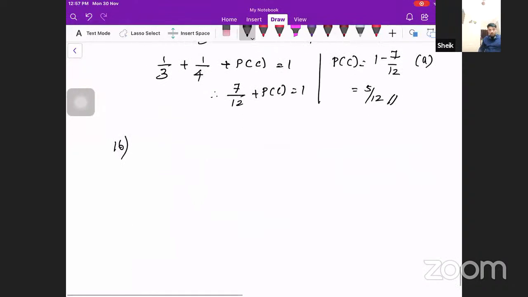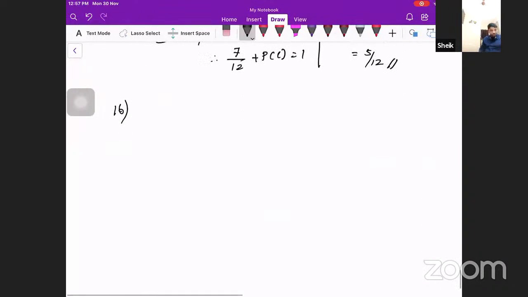Okay. Now sum number 16. What is sum number 16? A pair of dice is rolled. If the sum of the two dice is 9, find the probability that one of the dice shows 3.